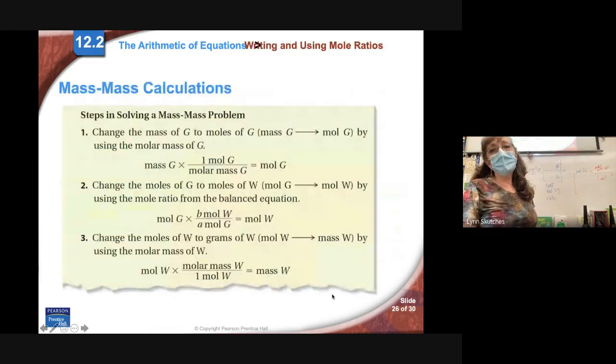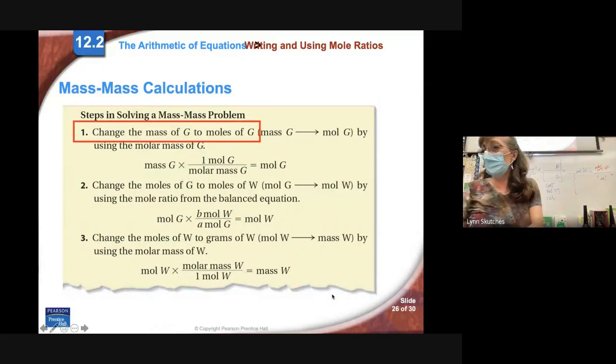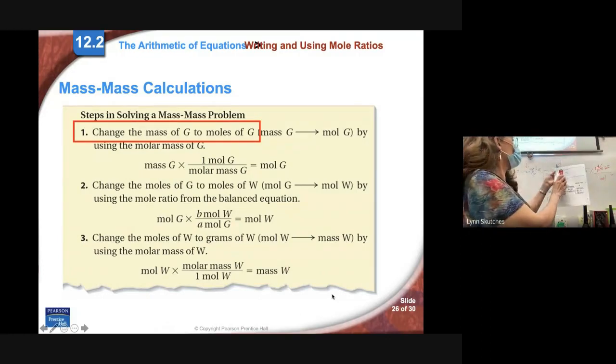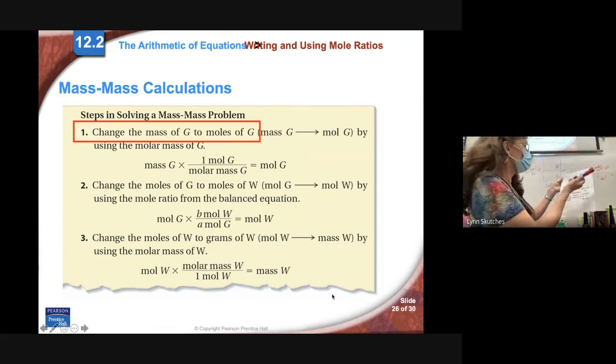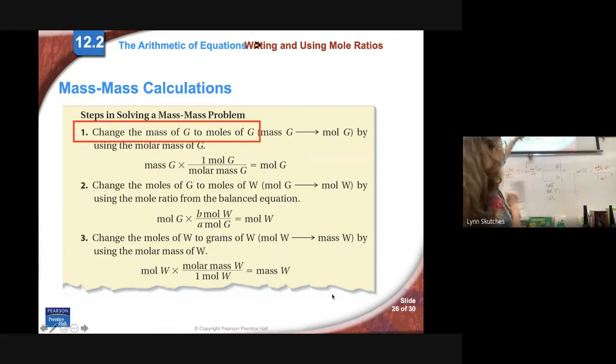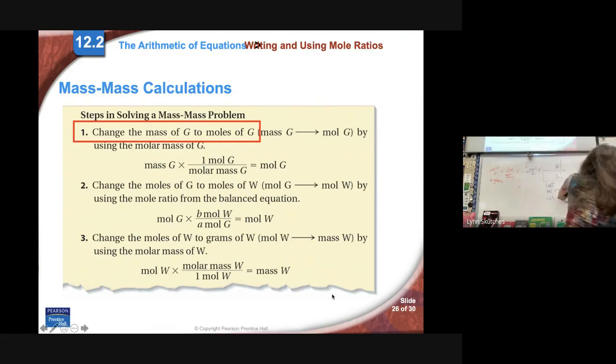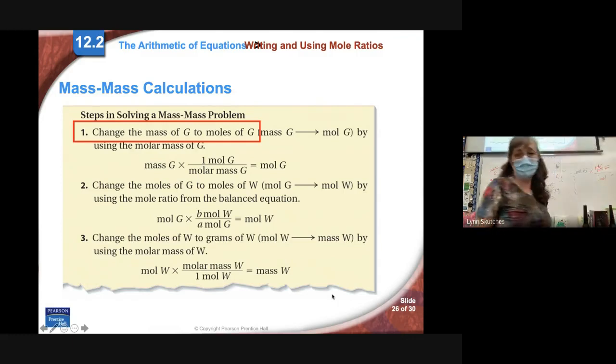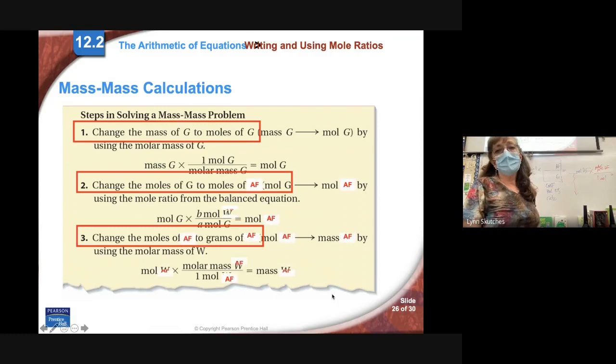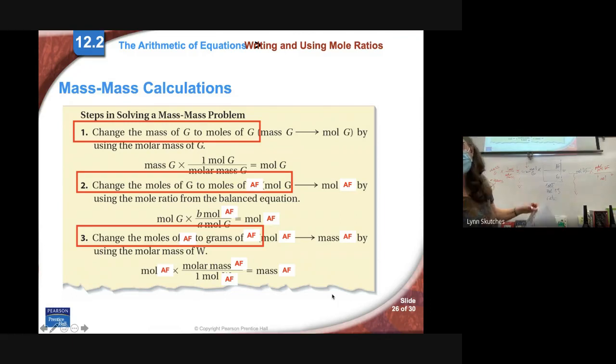All right. So on the back, how do you change it? I made a typo, so just fix this really quick. Step number 1, it says change the mass of G given to the mass of G. Well, that's ridiculous. It should be moles. So mass into moles is your first step. Second step, change the moles of one thing into moles of the other. Third step, change the moles of the other into grams of the other. And again, the book uses wanted. I use asked for. It doesn't matter to me what you use. It's just a way to get things set up properly.